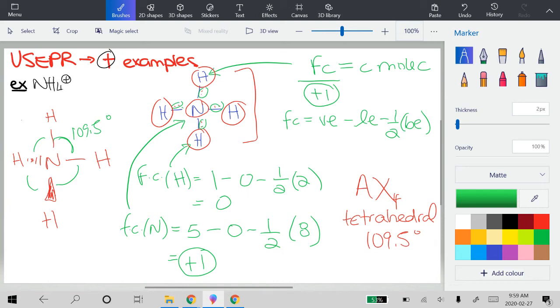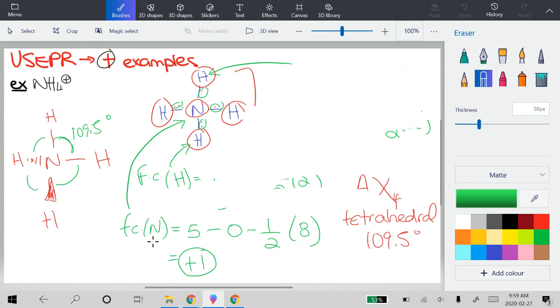So that's how you do the cation examples. And I'll just do one more example for cations, and that would be H3O+.